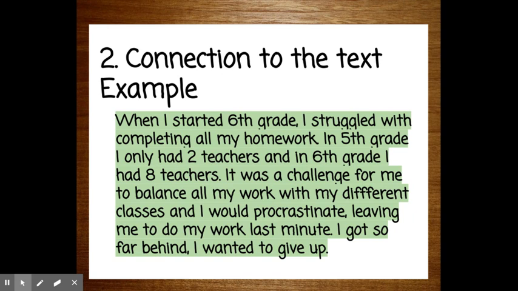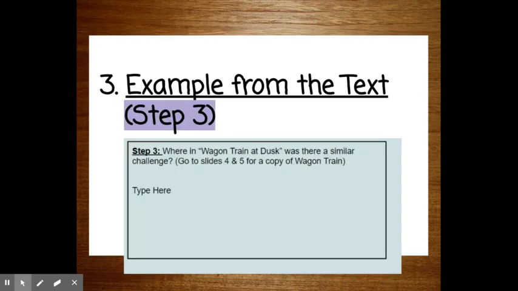And so I connected to the part about having more responsibility, and I took what I had planned in my document that I did on Monday, and I just cleaned it up. I made complete sentences, I made sure to look for misspelled words, and I made sure to use correct capitalization. So let's look at step number 3. You're going to use an example from the text. So where in Wagon Train at Dusk was there a similar challenge?